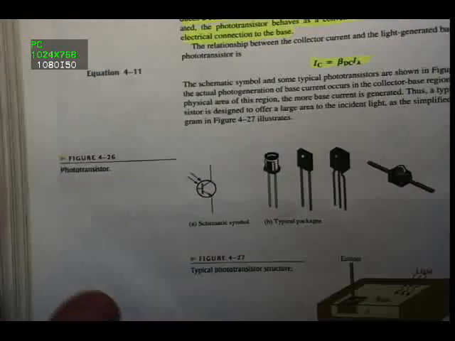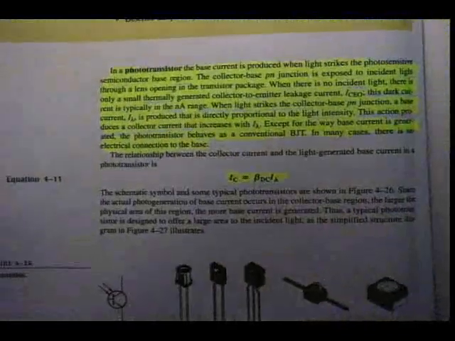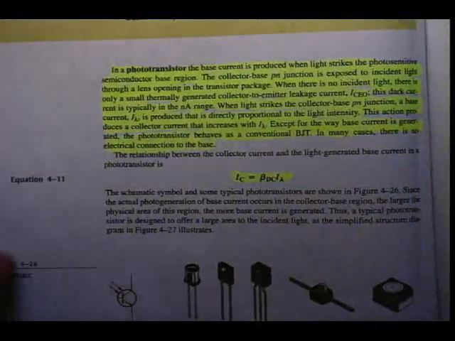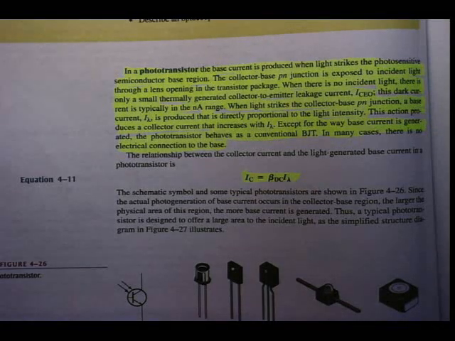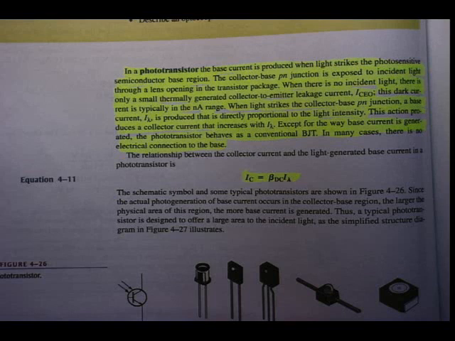If you go back to the textbook, you can perhaps mark, as I have marked here, the section. In a phototransistor, the base current is produced when light strikes the photosensitive semiconductor base region. The collector base p-n junction is exposed to incident light through a lens opening in the transistor package. When there is no incident light, there is only a small thermally generated collector to emitter leakage current, ICEO, and this dark current is typically in the nanoampere range, and we normally ignore it.